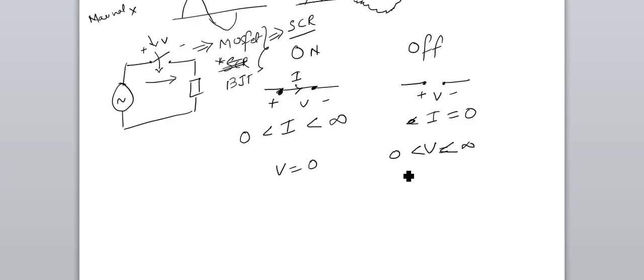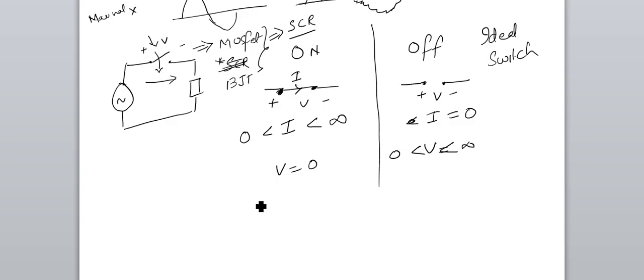So this is what a switch means. During the on condition, it should allow a finite amount of current to flow through it, but the voltage across it should be 0. During the off condition, the current will be 0, but the voltage will be finite. This is the characteristic of an ideal switch.